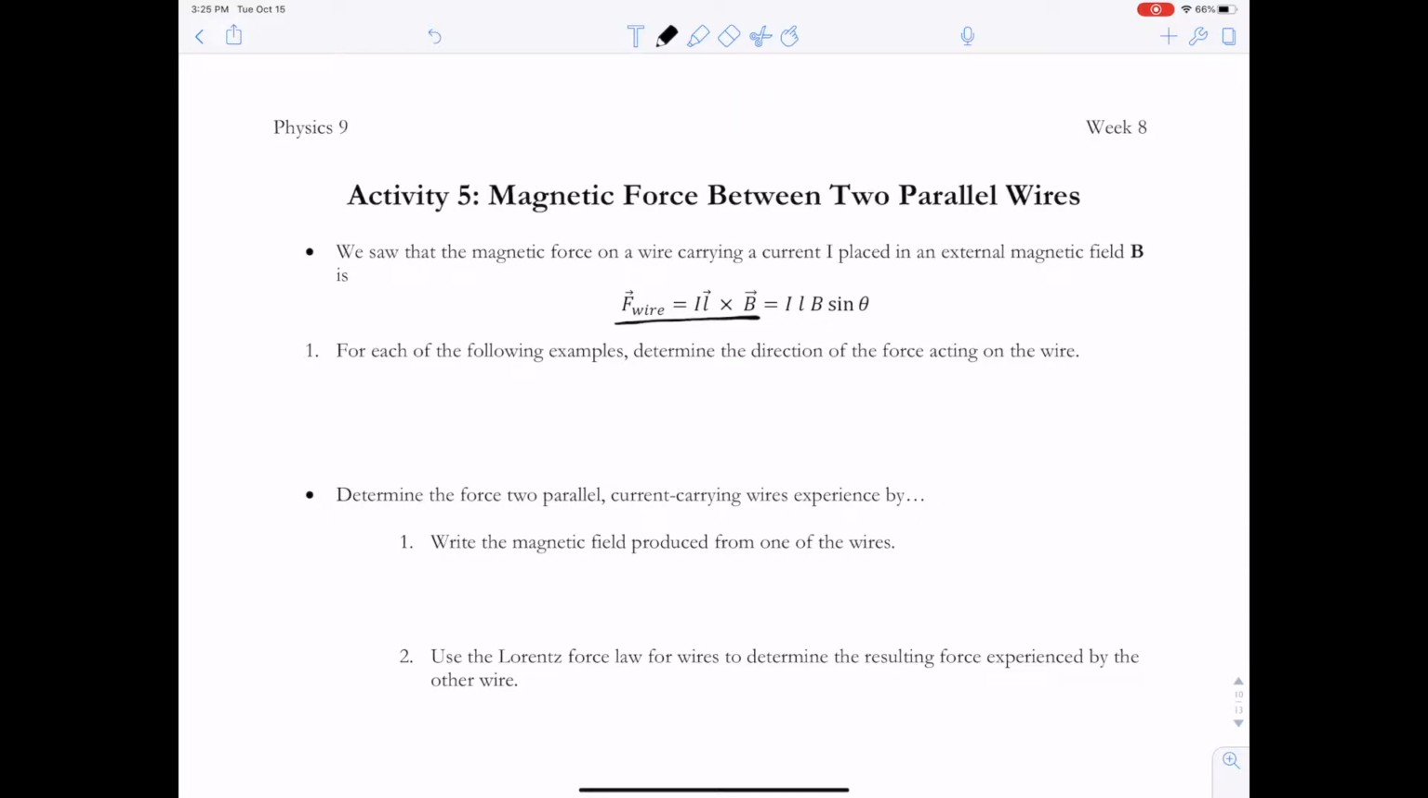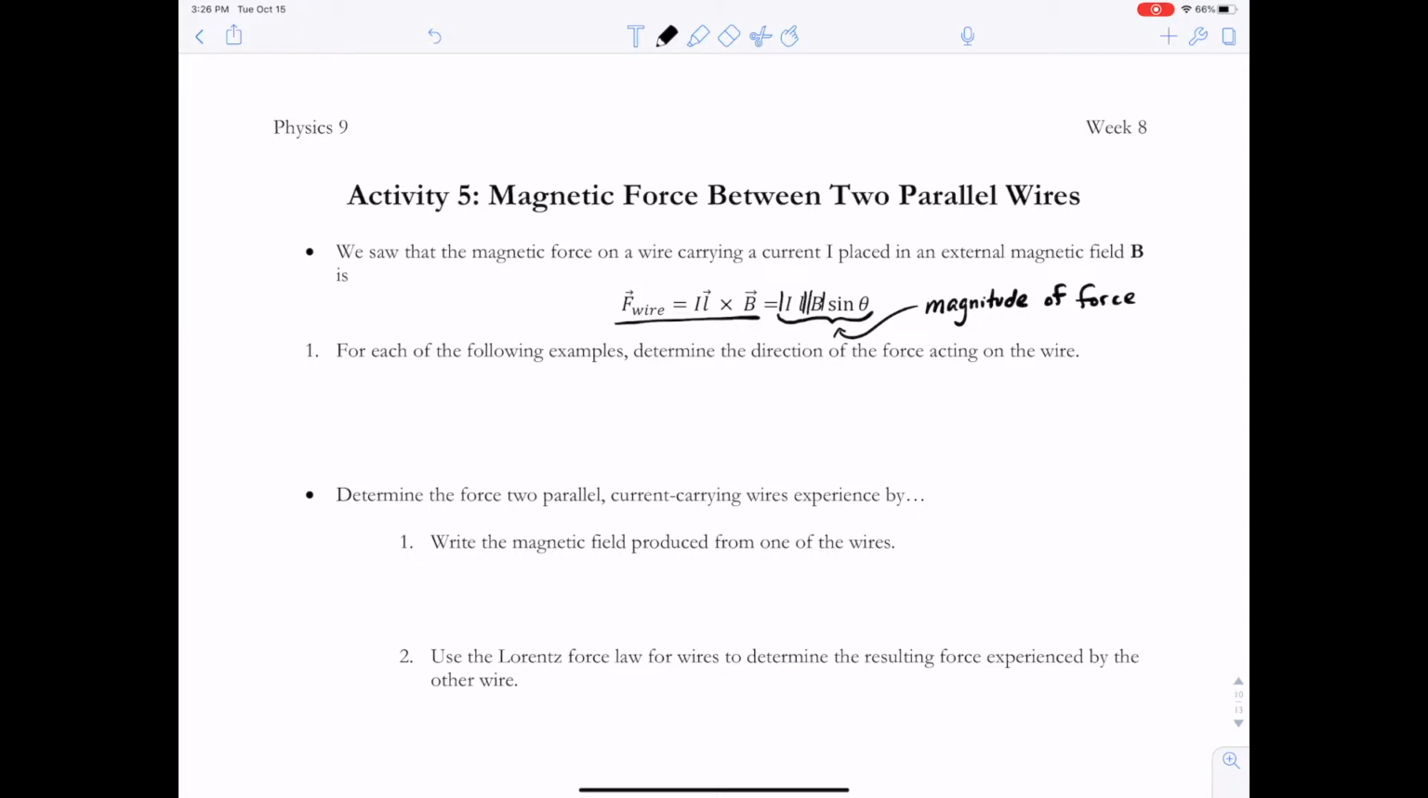Before getting to that question, though, let's take a closer look at this new equation, IL cross B. To find the magnitude of this force, we do what we always do with cross products, where the magnitude is the magnitude of the first vector times the magnitude of the second times sine of the angle between them. So this is our magnitude of the force. The direction is given by our right-hand rule for cross products. So let's practice that now.